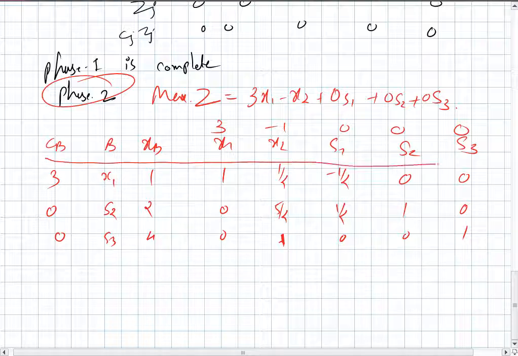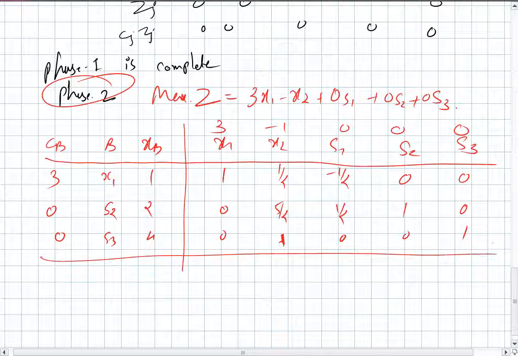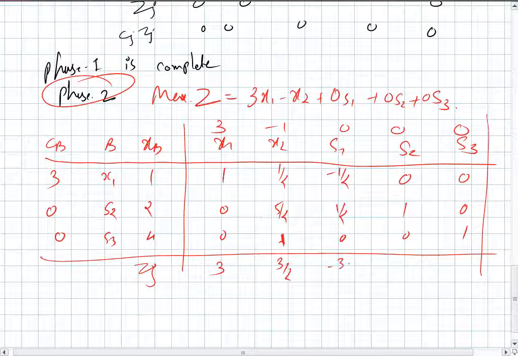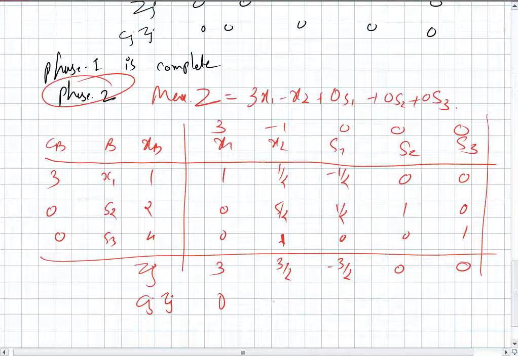Now we will calculate Cj minus Zj again. For that, first of all, we have to evaluate Zj. So Zj is 3 times 1, it is 3, 3 times half is 3 by 2, 3 times minus half is minus 3 by 2, here it will be 0 and 0. So Cj minus Zj is 3 minus 3, 0, minus 1 minus 3 by 2, so it is minus 5 by 2, then 0 minus 3 by 2, so minus 3 by 2, 0 and 0. So the positive quantity is only here, so the variable S1 is entering the basis.